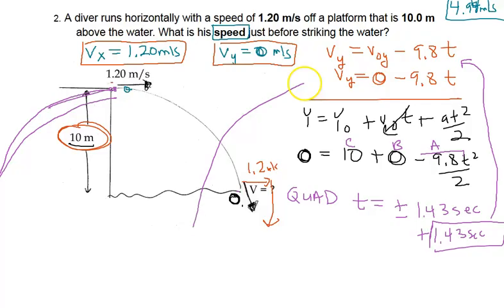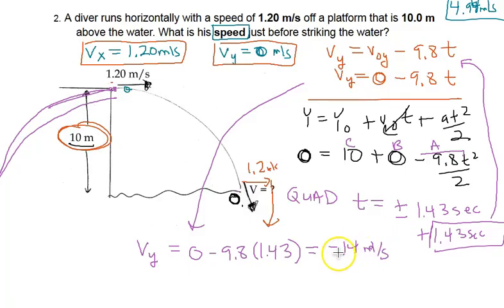So Vy just before it hits the ground or the water is 0 minus 9.8 times 1.43, which is minus 14, right? 10 meters is a lot. If you were to jump off the balcony on the level of my office onto the back field, that was like 4.9, right? So that's why we're not going to do that. We're not going to jump off a 10-meter high building because you're going to hit with a speed of 14 meters per second, which is about 30 miles an hour.